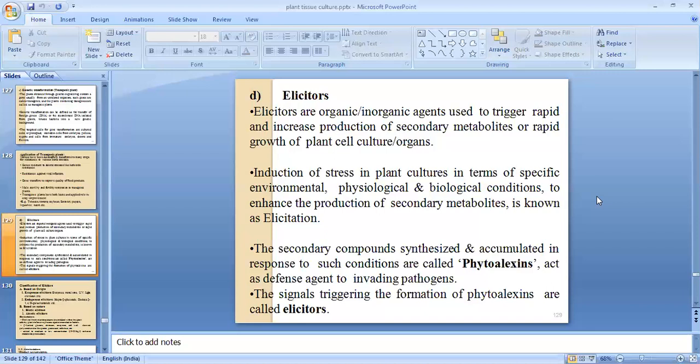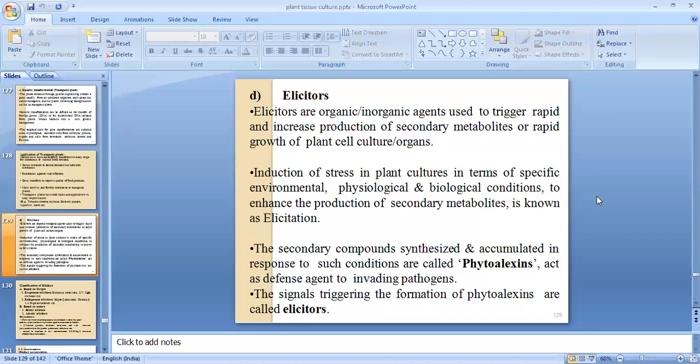That means that stimulation is brought about in changing the environmental condition or physiological condition or biological condition. When you just change any of these things, naturally the cells will have more stress and they get stimulated to produce more amount of secondary metabolites. This process is called as elicitation. That is the production of more amount of secondary metabolites or increase in the growth due to the stress by the changes in environment, physiology, or biological conditions.